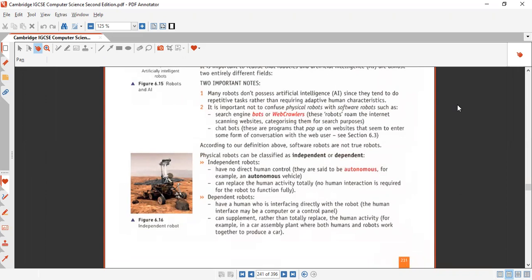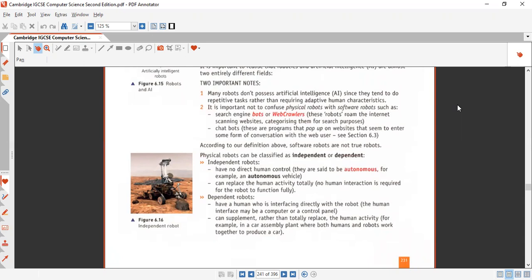But when it comes to dependent robots, they are basically the type of robots that are guided by a human being. They will be given instructions by the human being at each and every step to perform a particular task. For example, there are remote control robots. Unless you press a key on the remote, they are not going to perform any action.